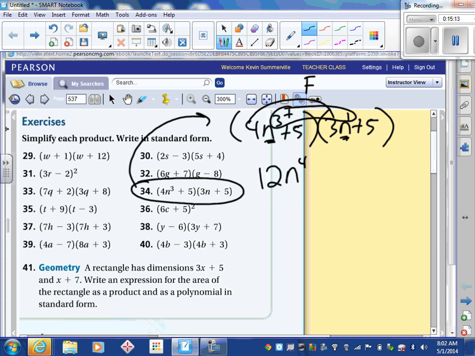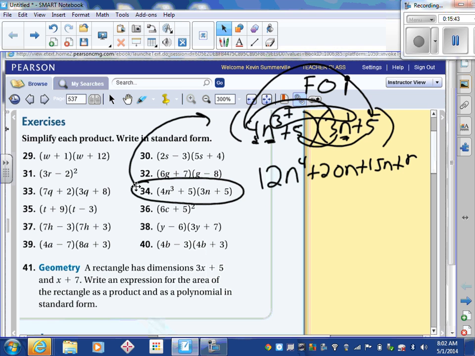Okay? Then I take my 4n times 5, the outer number. So 4 times 5 is 20, and I bring an n with it. Then I have to do my inners. 5 times 3, 15n. And then I have 5 times 5, which is 25.